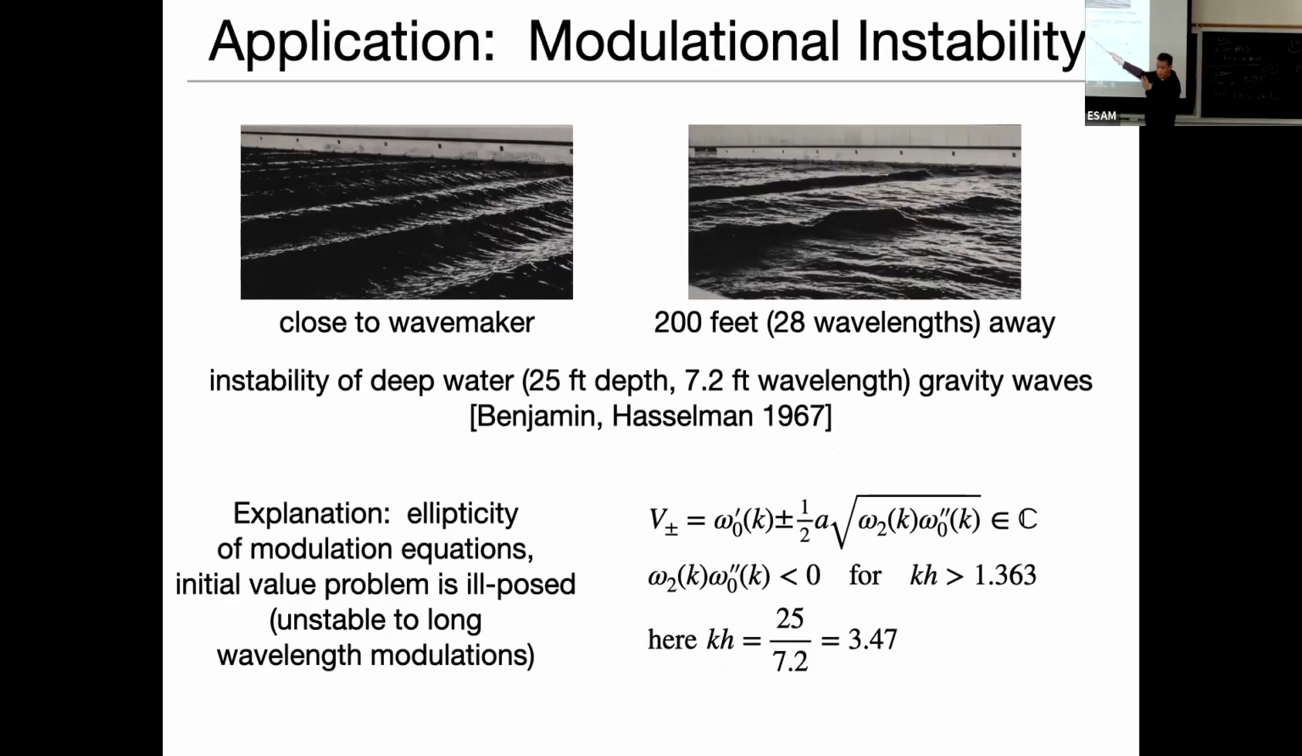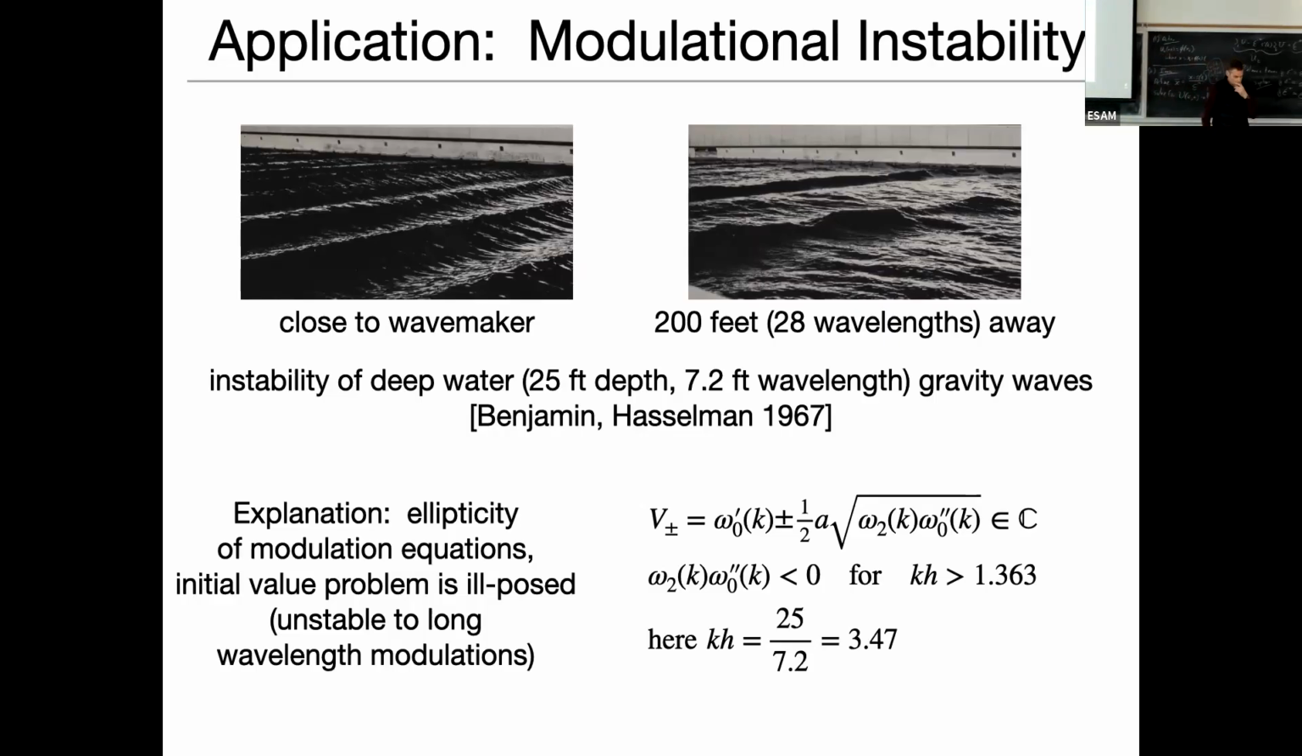And here's big gravity waves, okay, in a wave tank. And you can see that they look very nice and uniform on the left, and on the right, they've broken up, disintegrated somehow. There's some instability happening, and it turns out that it's due to this, we call it modulational instability, okay? And basically, omega 2 is going to change sign when KH is this magical value for water waves.